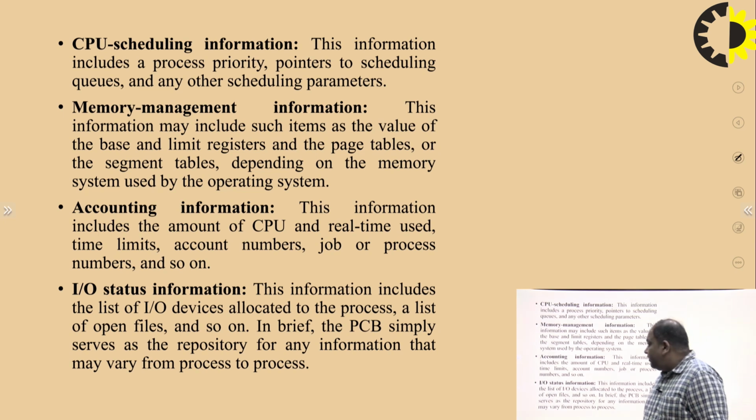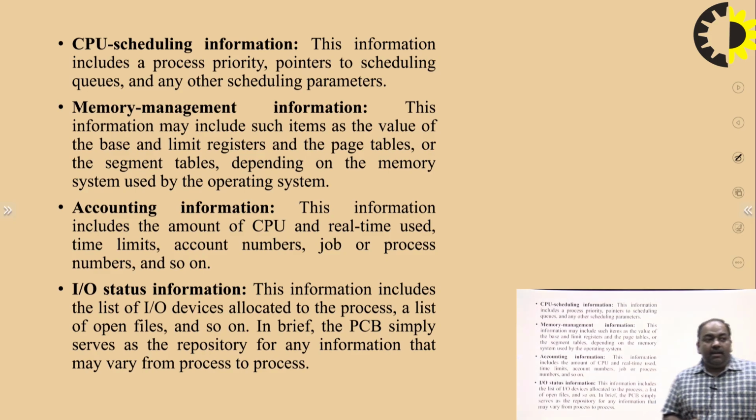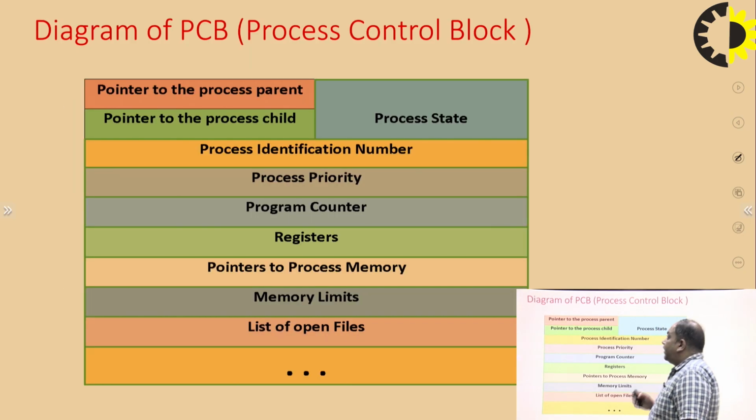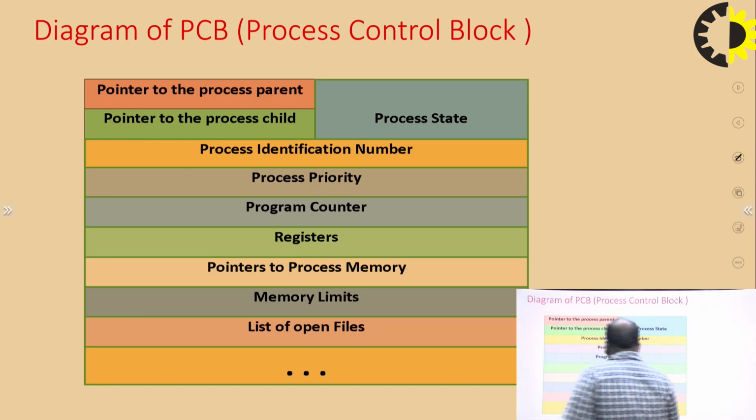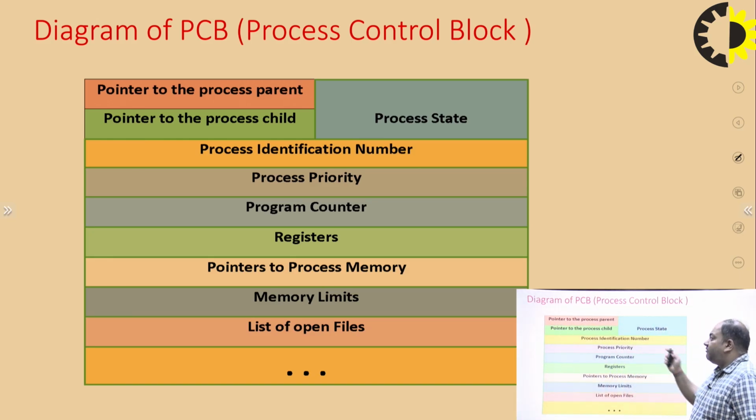Then the accounting information, which includes the amount of CPU and real time used, with time limits. Then input output status information: the status of the input output devices allocated to the process. This is the diagram of the process control block. We can see the pointer to the parent process and pointer to the process child. Then we have the process state, its process identification number, then its priority, counters, registers, pointers to memory, memory limits, and the list of open files.